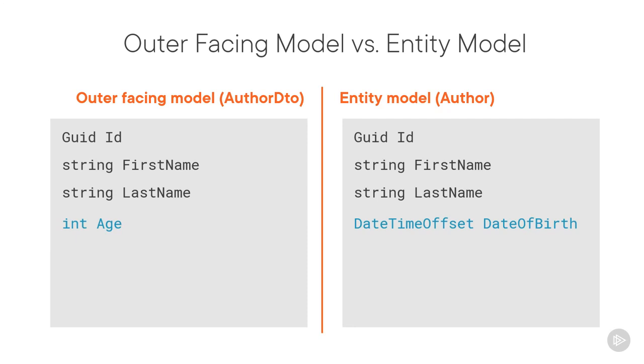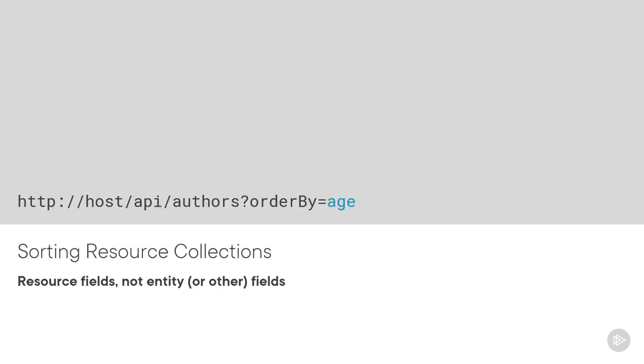In our example, the author has an age in the resource representation. In the underlying data store, there is no age. Instead, there's a date of birth. That means that we allow sorting on age and not on date of birth. Let's have a look at another sample. Likewise, we allow ordering by name, but not by first name or last name. And were we to allow ordering by a calculated field, we'll also need some sort of translation to whatever results in the calculated field in the backend store. In other words, sort on resource fields and not on entity or other fields.